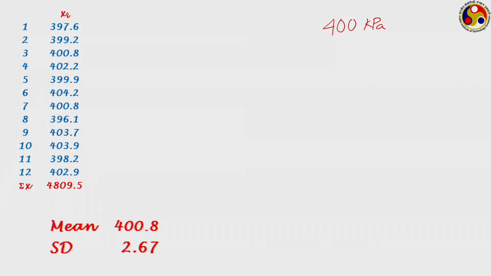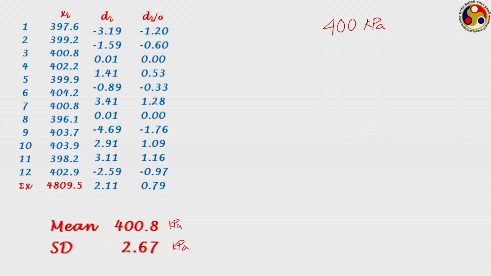The mean comes to be 400.8 kilopascal, and the standard deviation is 2.67 kilopascal. I have not mentioned the units here, but I should have. So we can plot the Gaussian curve to check which ranges the data follow, and at which point there is the largest deviation. Let us first check whether any data point needs to be discarded during the final calculation.